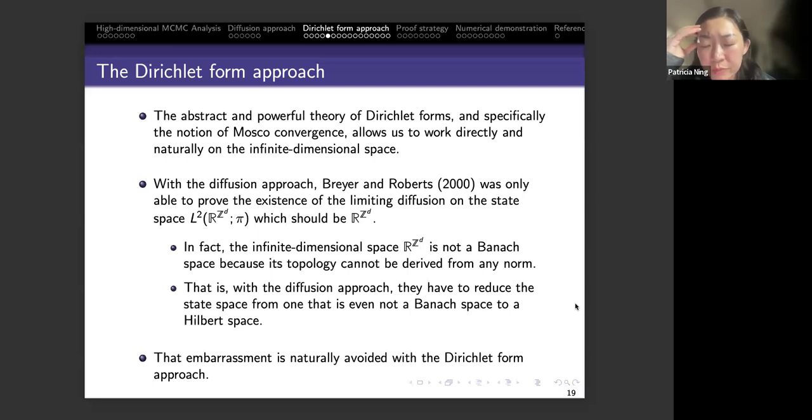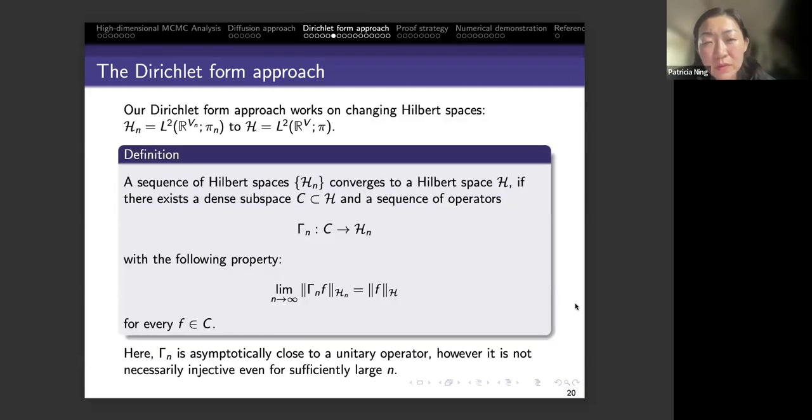That is, with the diffusion approach, they have to reduce the state space from one that is not even a Banach space to a Hilbert space. That embarrassment is naturally avoided with the Dirichlet form approach. So our Dirichlet form approach works on changing Hilbert space. This H_n is L2 based on R^V_n, and then π_n to H, L2 R^V π. The definition of the changing Hilbert space is given below.